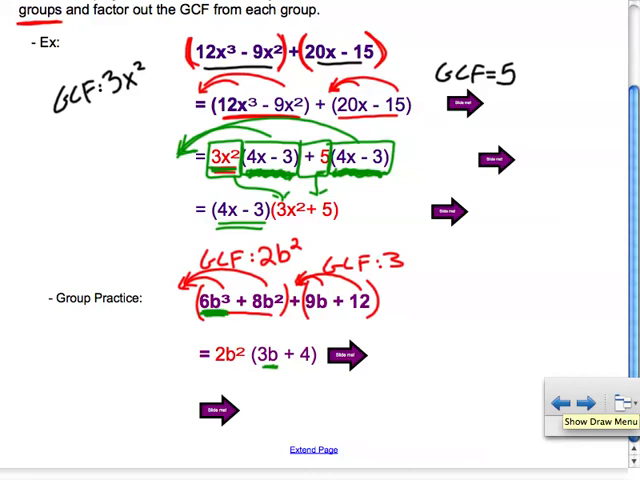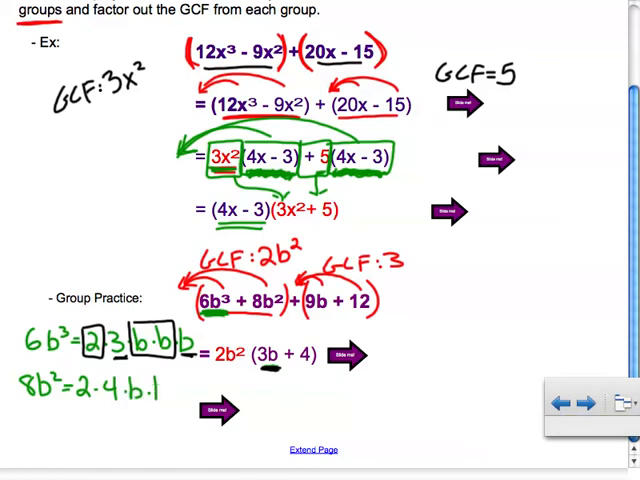And if you're not sure how they got that, just write it out. 6b to the third is 2 times 3 times b times b times b. If I were to divide out this greatest common factor of 2b to the second, what's left? 3b. Okay, same with 8b to the second. 8b to the second is 2 times 4 times b times b. My greatest common factor is the 2b to the second. Well, what's left? Just a 4.